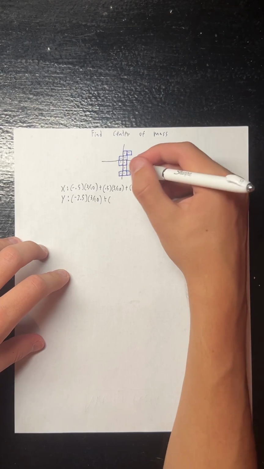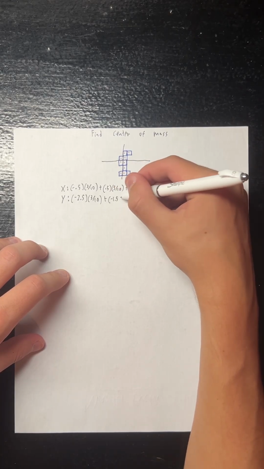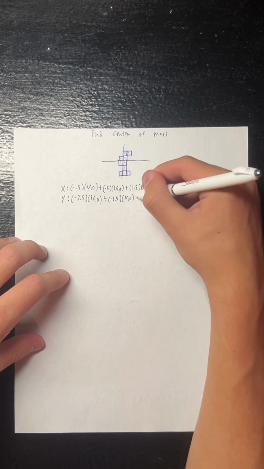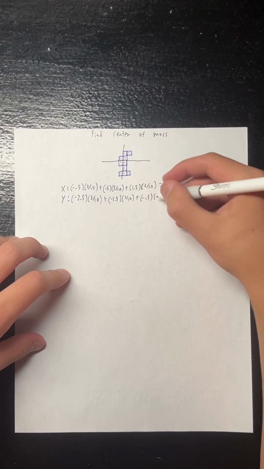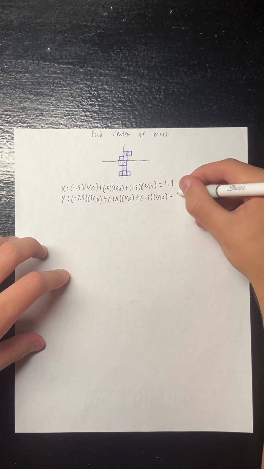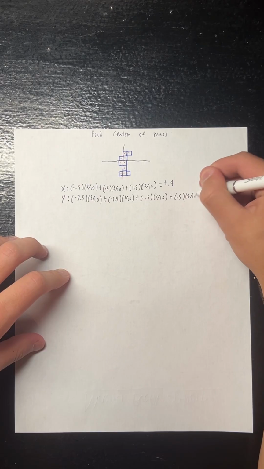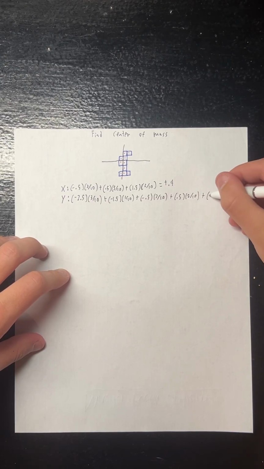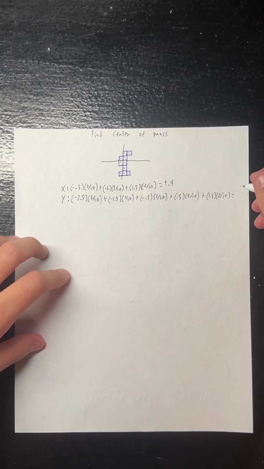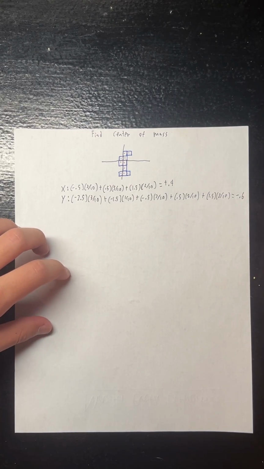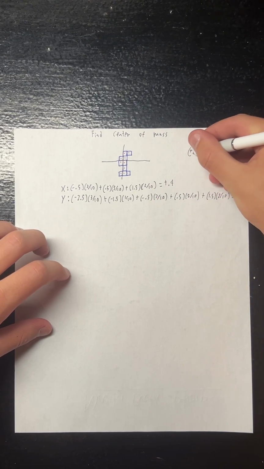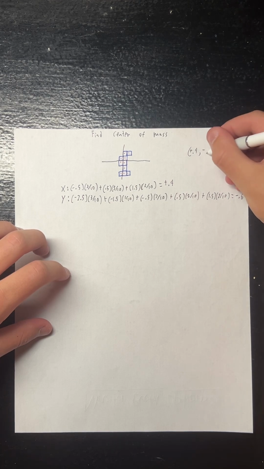And then continue. Next one, negative 1.5 times 1 out of 10 plus negative 0.5 times 2 out of 10 plus positive 0.5 times 2 out of 10, and finally plus positive 1.5 times 2 out of 10. And you should come out to negative 0.6. So if it asks what is the center, we would go plus 0.4 comma minus 0.6.